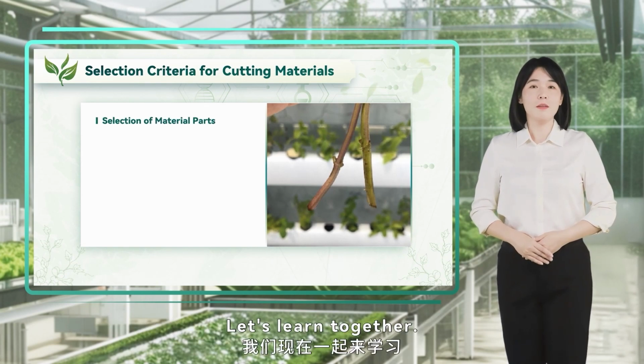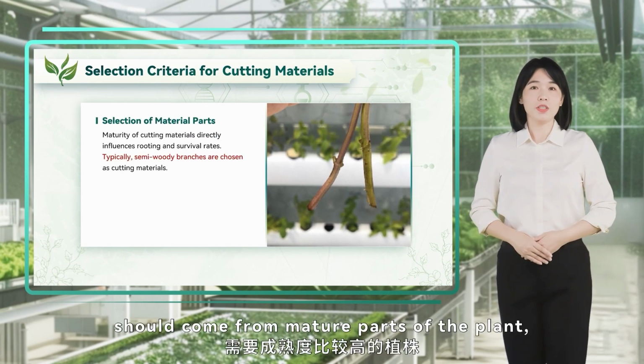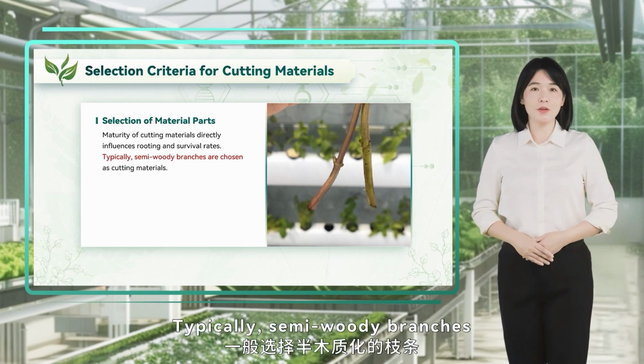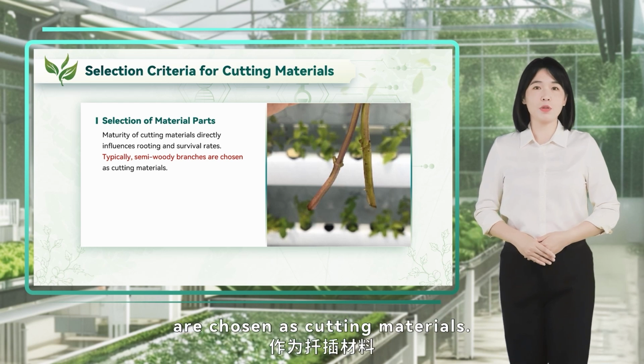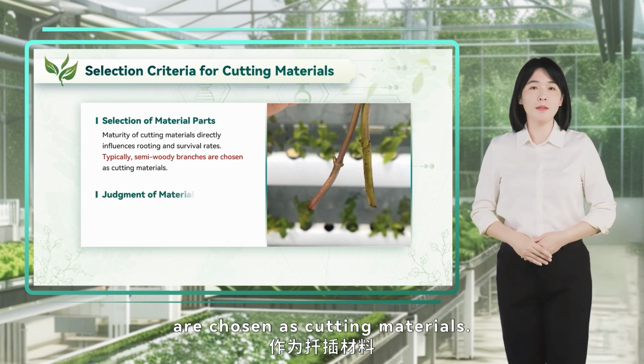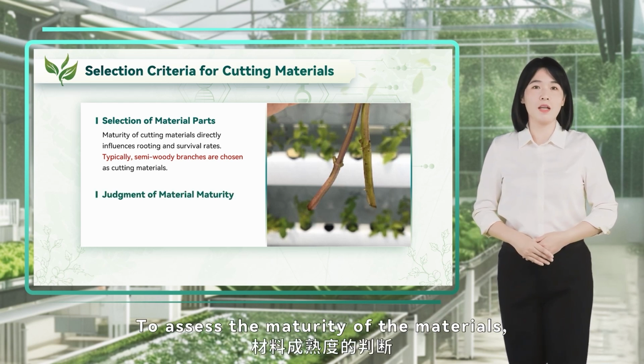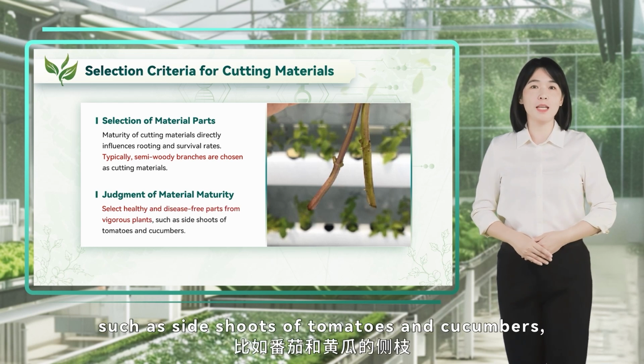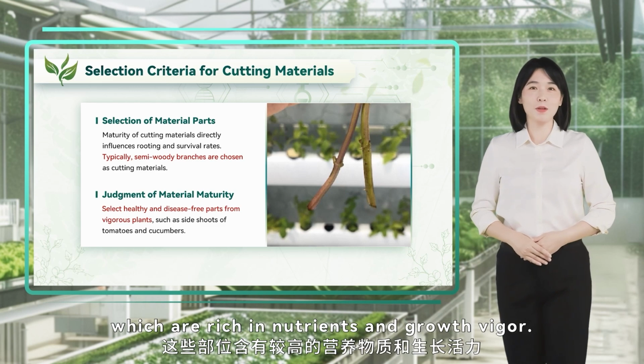Let's learn together. The cutting materials should come from mature parts of the plant, as maturity directly influences rooting and survival rates. Typically, semi-woody branches are chosen as cutting materials. To assess the maturity of the materials, select healthy and disease-free parts from vigorous plants, such as side shoots of tomatoes and cucumbers, which are rich in nutrients and growth vigor.